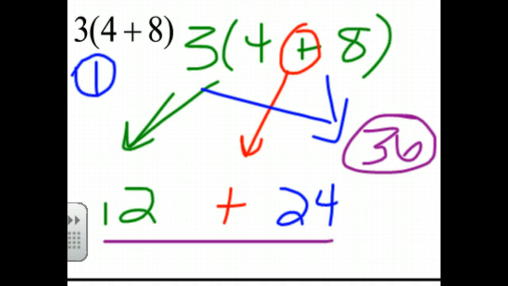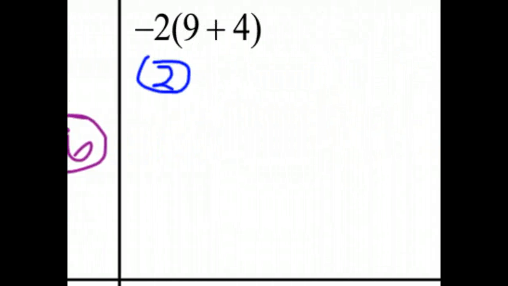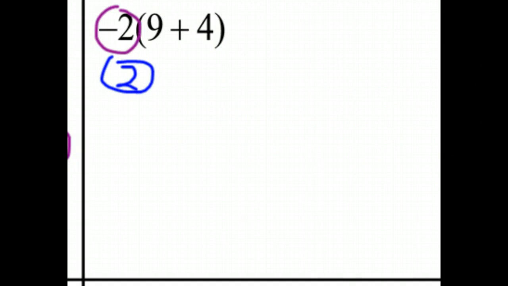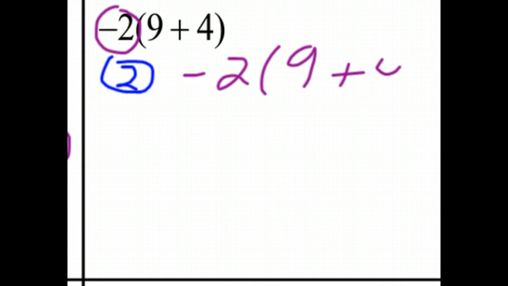Now for number 2, we have a negative number on the outside of our parentheses. And we can't just leave the negative where it is. We have to take it with us when we multiply within our parentheses. So let's take a look at this. Again, both of these are being added together. Negative 2 times 9.